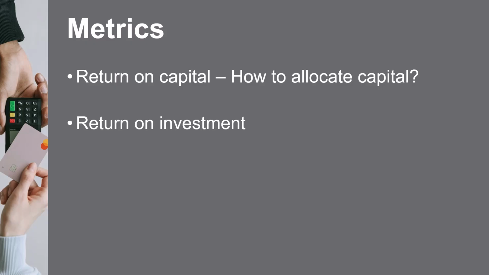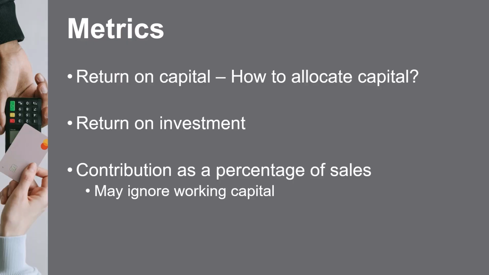Another option is to calculate the working capital driven by a customer or a customer segment. This would be considered the investment in a return on investment calculation. The customer's profit would then be divided by this investment to get a metric. A simpler metric is to use the contribution as a percentage of sales. While simple, it may ignore differences in amounts of working capital caused by customer segments unless all those are allocated as a cost of capital and expenses.